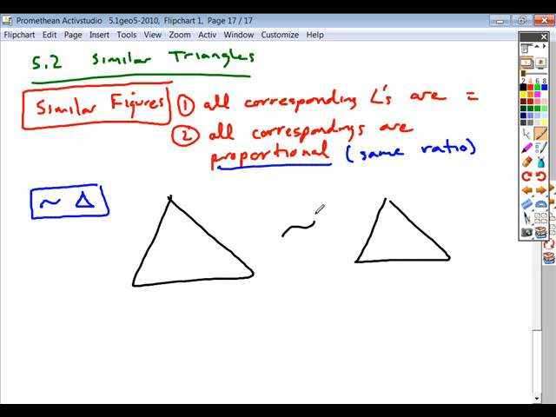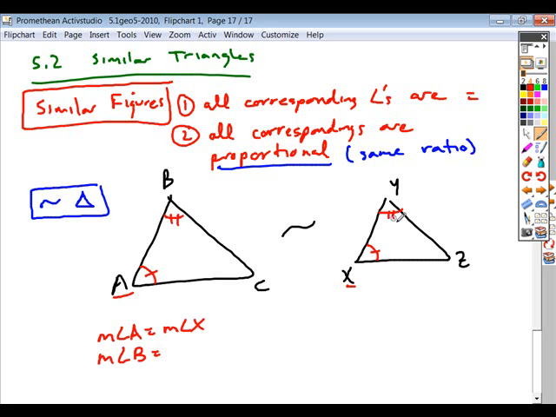If you were told that these are similar, ABC and XYZ, again, just to be consistent and look at this easily. Based on the fact of this first condition, we could make the statement that all corresponding angles are equal. So measure of angle A is equal to measure of angle X. Measure of angle B is equal to measure of angle Y. And finally, measure of angle C is equal to the measure of angle Z. Okay, so there's the first condition. All corresponding angles are equal.